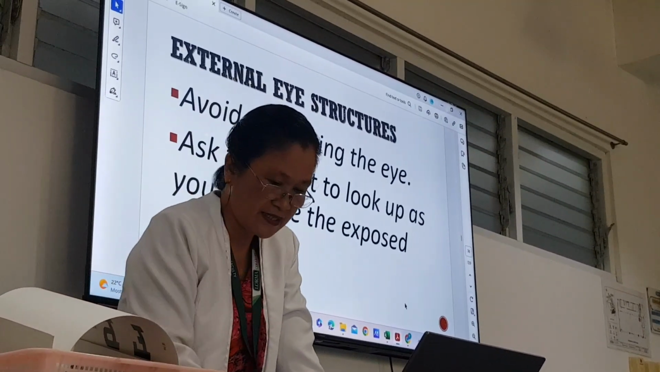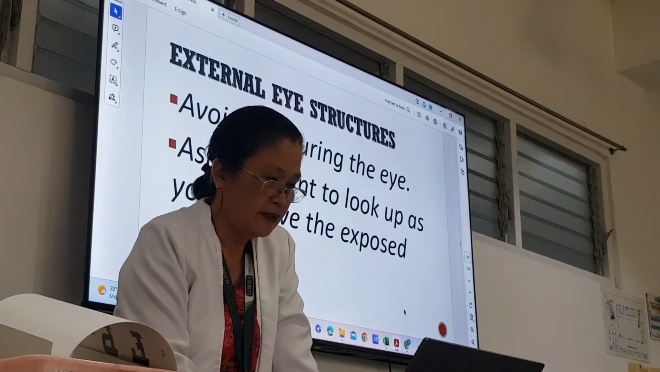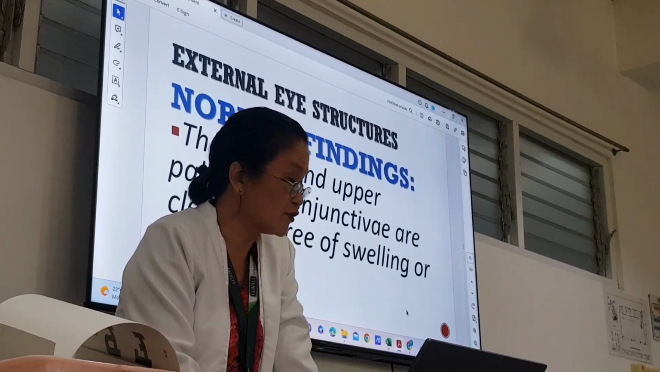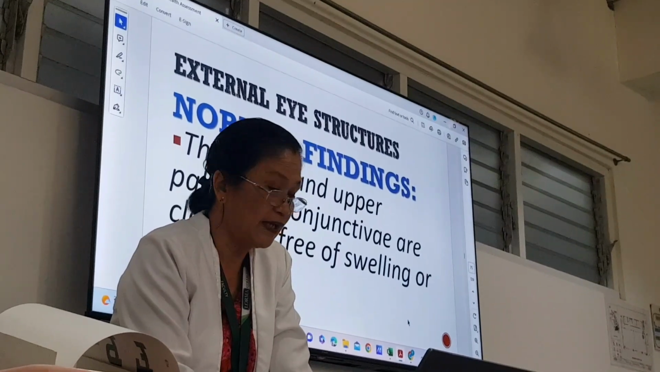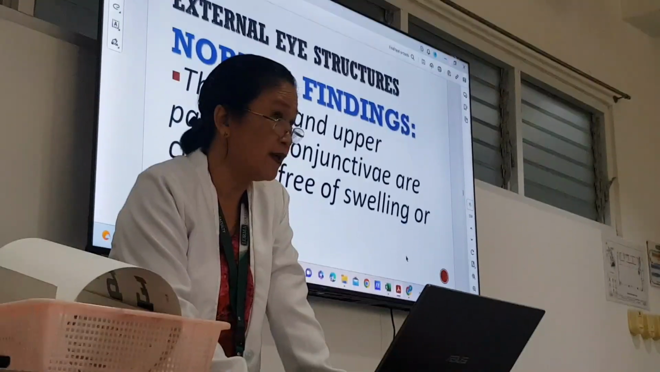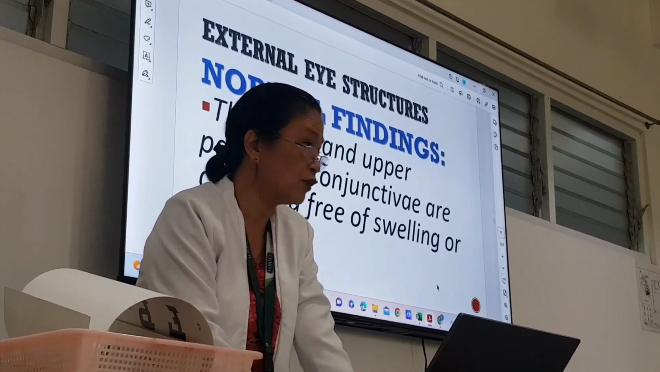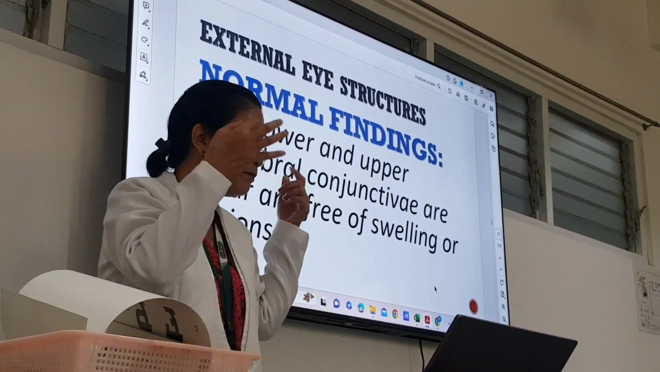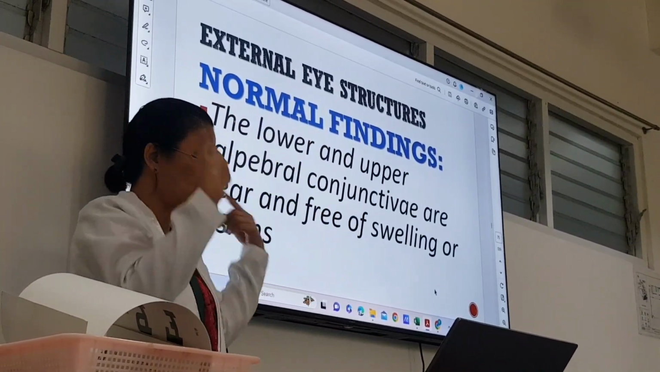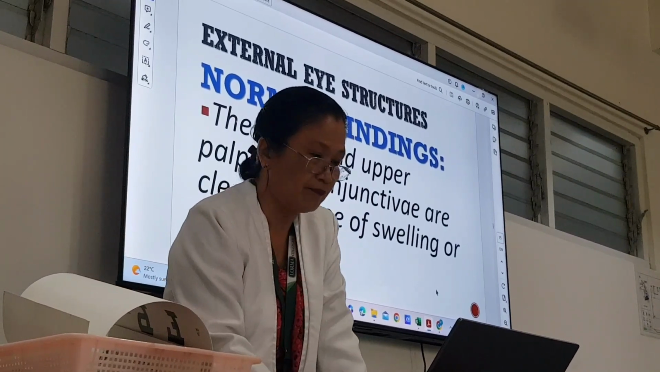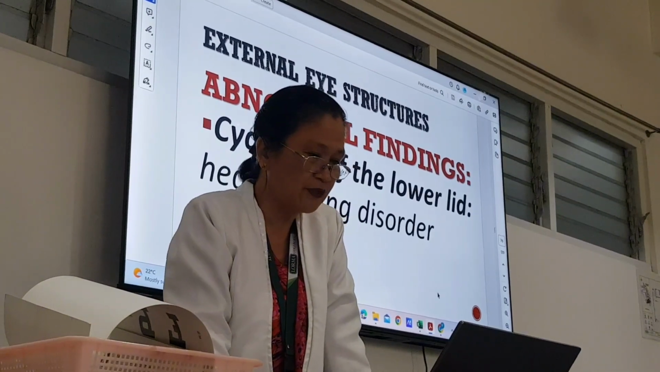Okay, that is now your palpebral conjunctiva. And the normal findings, the lower and upper palpebral conjunctiva are clear and free of swelling or lesions. Next, abnormal findings, cyanosis of the lower lid.